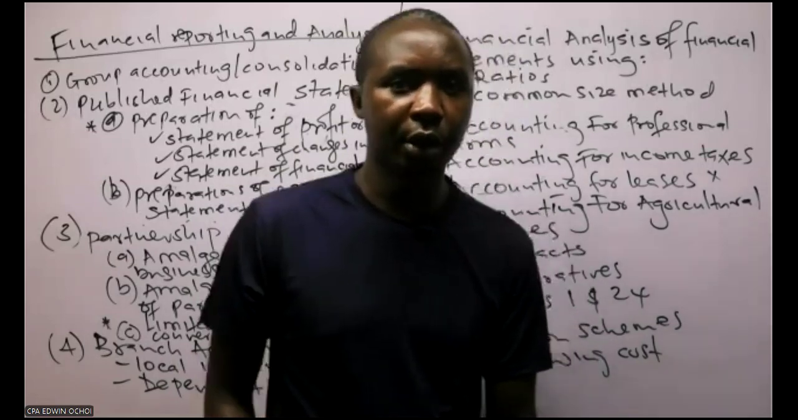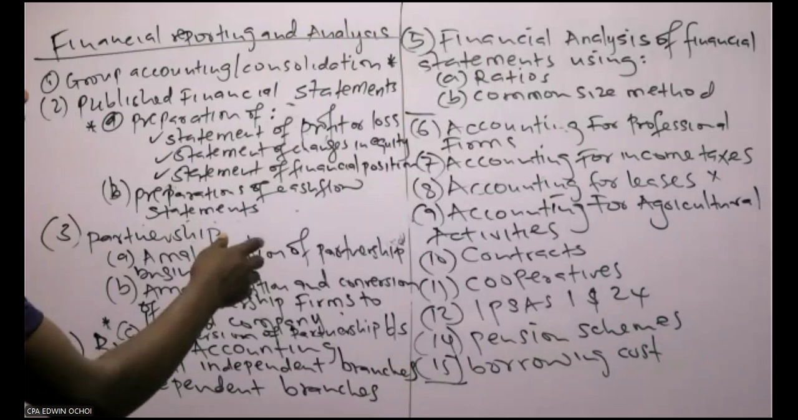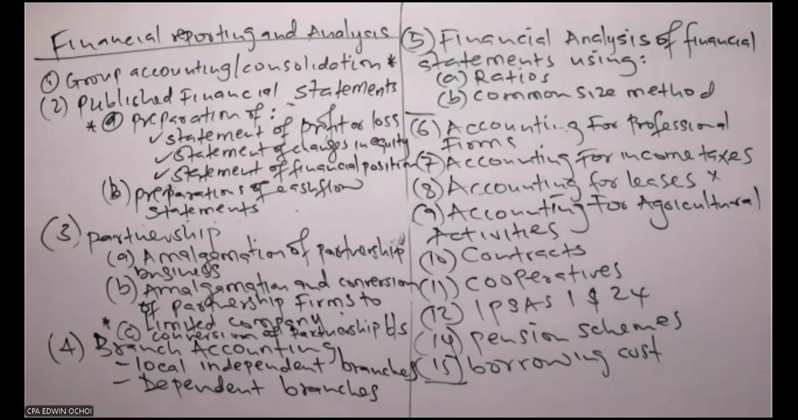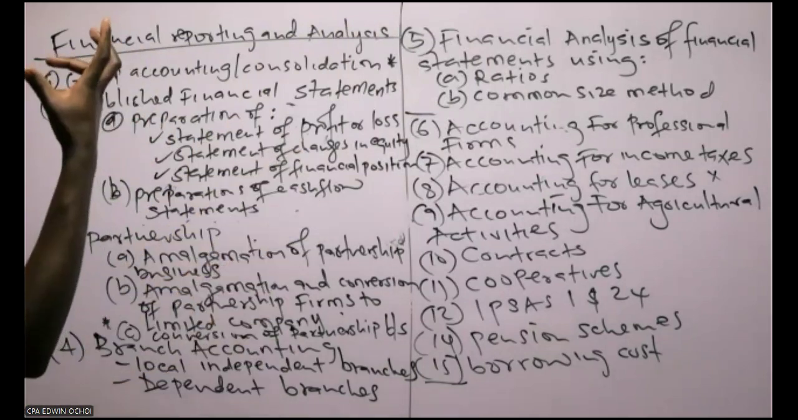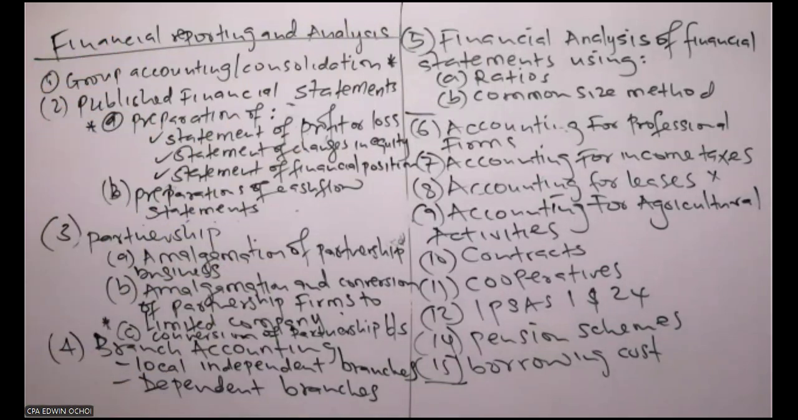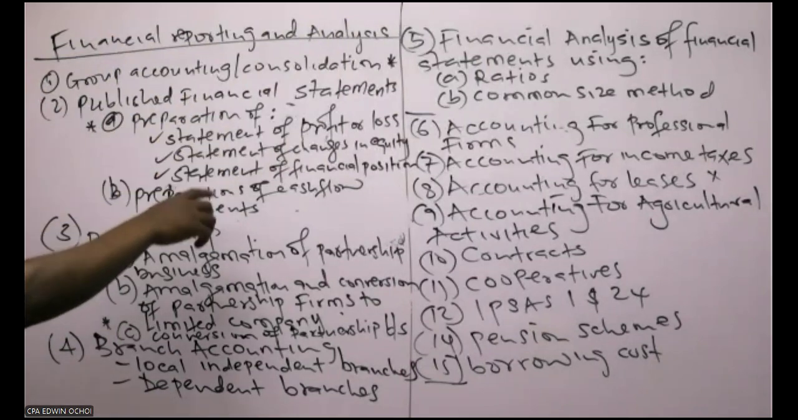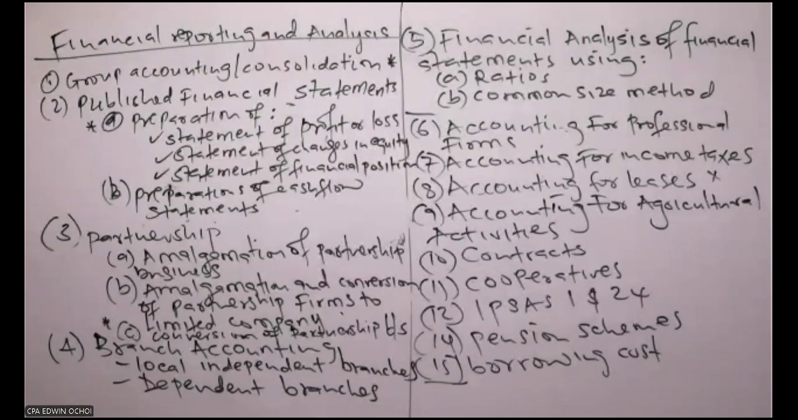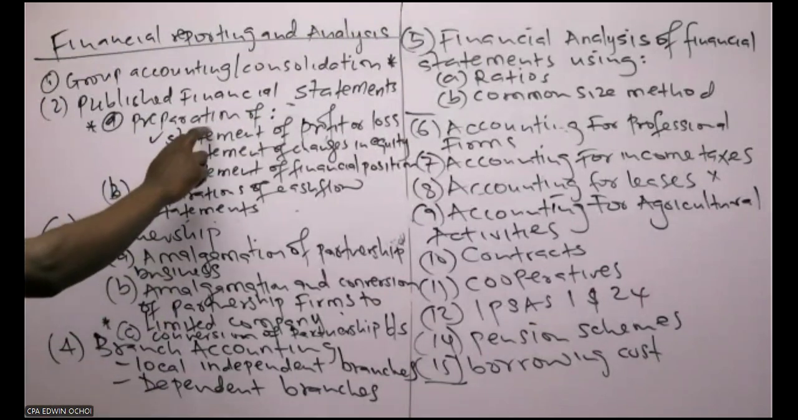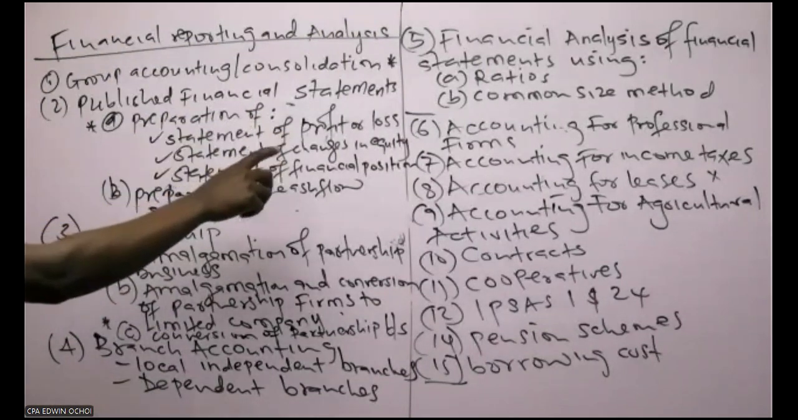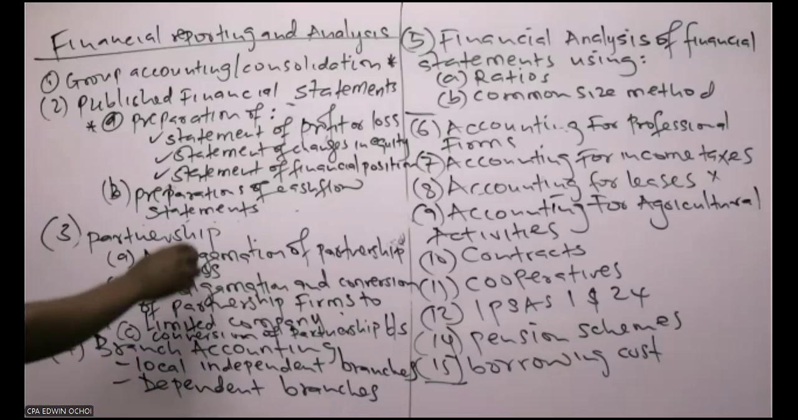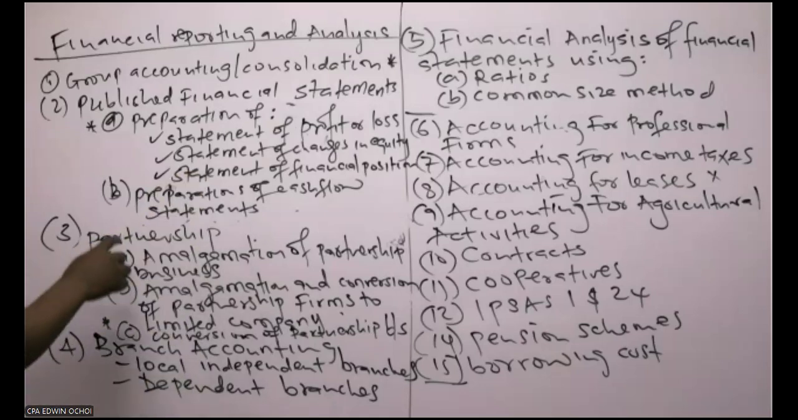In financial reporting and analysis, we have these subtopics, and these subtopics are the ones which will create the entire syllabus of financial reporting and analysis. I will be looking at group accounting and published financial statements. Under published financial statements, we have preparation of a statement of profit or loss, statement of changes in equity, statement of financial position, and we have preparation of cash flow statements.